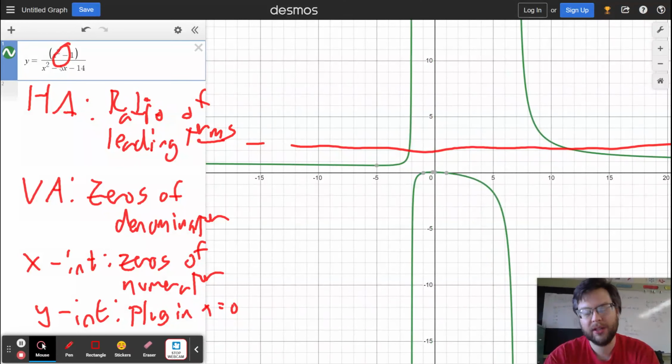But I just want to show you that these can get a little more complicated, but keep in mind the basic pieces that you can do the ratio of the leading terms, you can do the zeros of the denominator, you can do the zeros of the numerator, and you can plug in x equals 0 and you'll get a lot of the information you need.